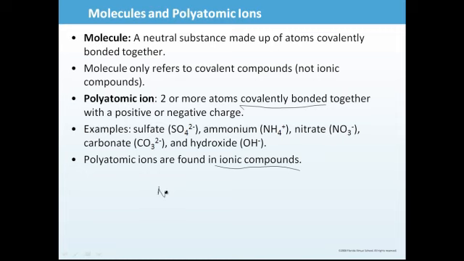You know, so for an example, if I had NaOH, sodium hydroxide, we typically call this an ionic compound, which is correct. But within that, we have a covalent bond between the OH, and then we have an ionic bond between this whole structure OH and the Na+.